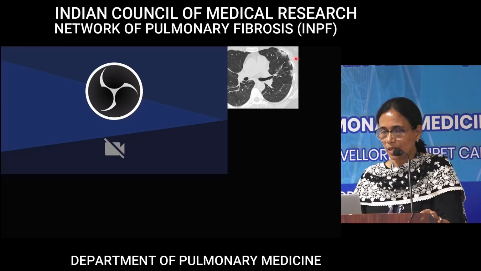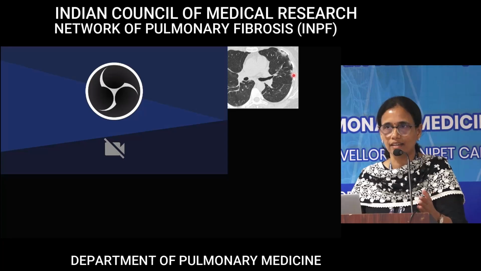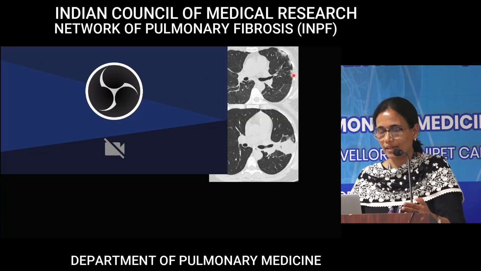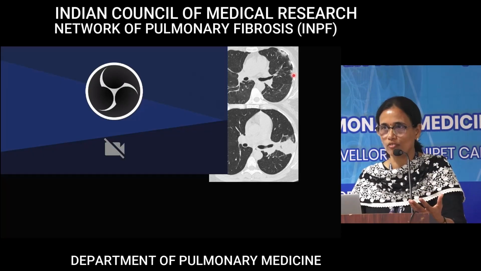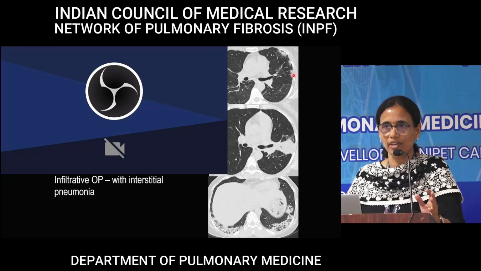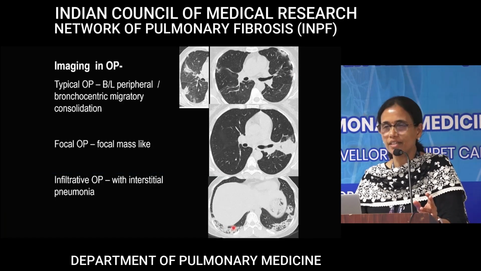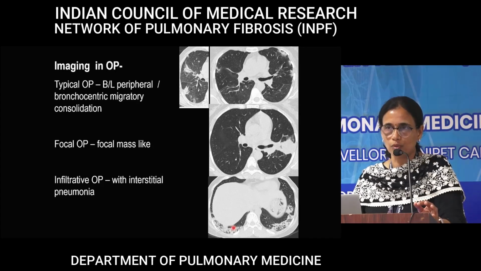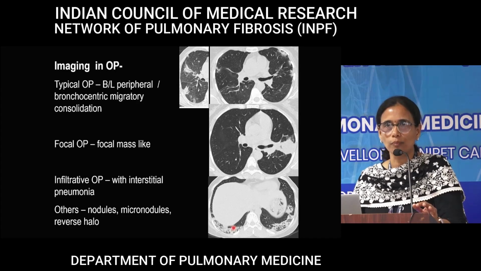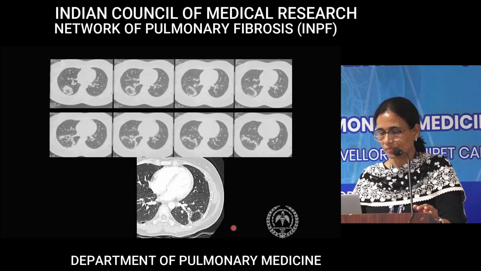So organizing pneumonia typically can have bronchocentric or subpleural predominant patchy consolidations, and they can be fleeting if we follow them up. They can be migratory or fleeting kind of consolidations. Rarely it can have mass-like appearance, which obviously we cannot diagnose on imaging. We have to biopsy. And sometimes it can be associated with interstitial pneumonia. So there may be an NSIP-OP overlap kind of pattern. Rarely they can have nodules, etc.